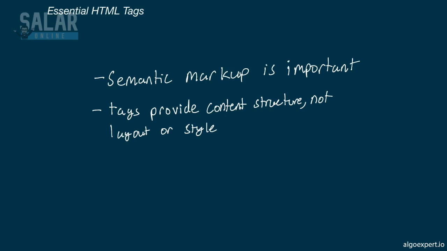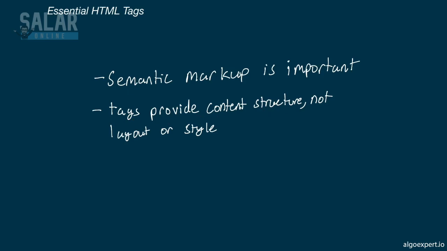As we go through these tags, one very important point to remember is how important semantic markup is, meaning that we want to always be using the correct tags for what our HTML means, what our content is. We need to be describing it as best as possible with our tags. And these tags provide content structure, not just layout and style. In fact, they don't provide layout and style at all.